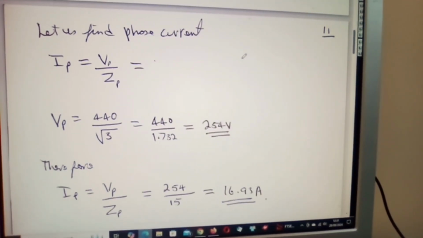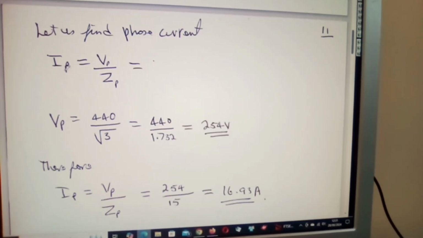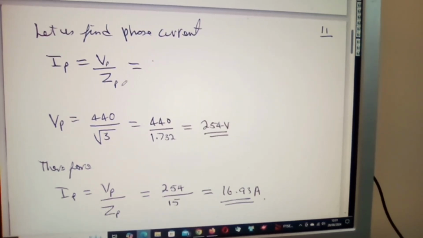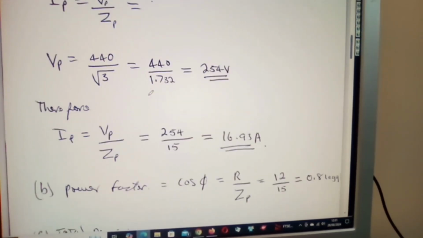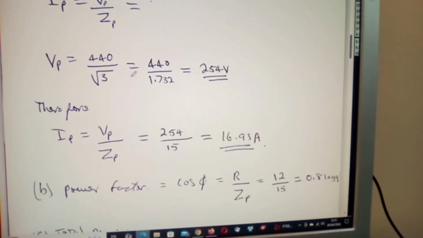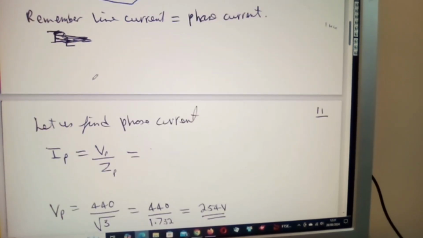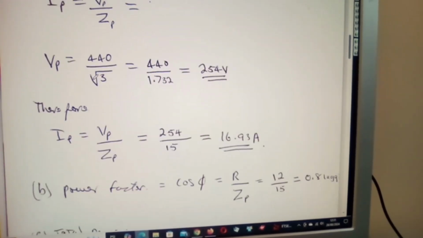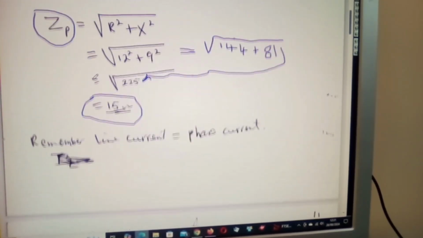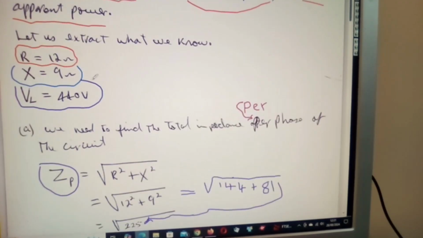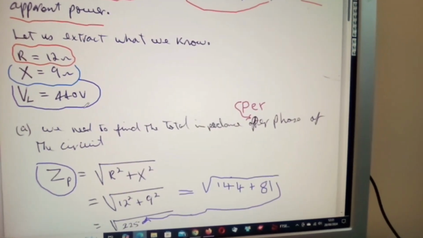Now let us find phase current. IP, current phase, equals VP over ZP. And here we have volt. We know VP because we have been given that in our formulation already. So let's look at that. That is part of what we have here, okay?